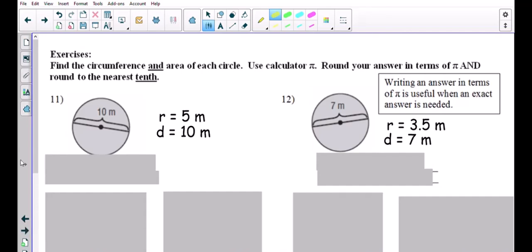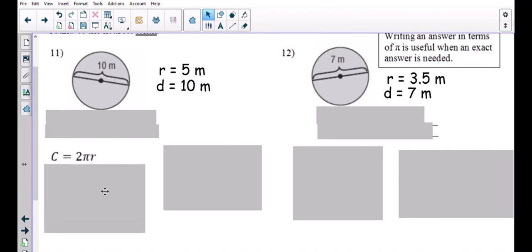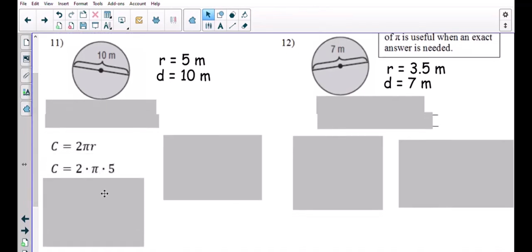So in number 11, I do just like to identify the diameter and radius first. We're given the diameter of this circle, which is 10, which means the radius is half of that. That is going to be 5. Let's go ahead and start by finding the circumference of the circle, which is 2 pi r. So replace r with 5. We do 2 times pi times 5. Then what I do is I take 2 times 5, and I end up getting my circumference to be 10 pi. That's my answer in terms of pi.